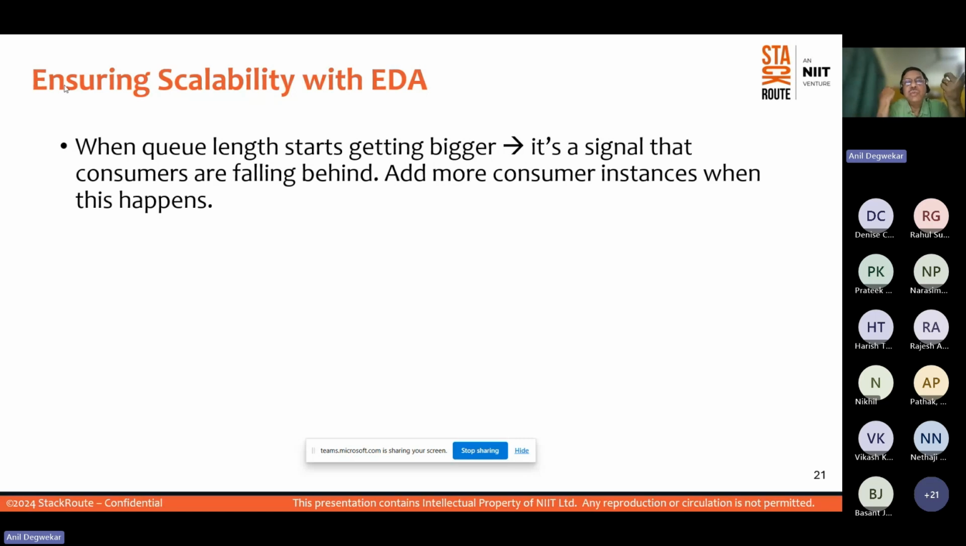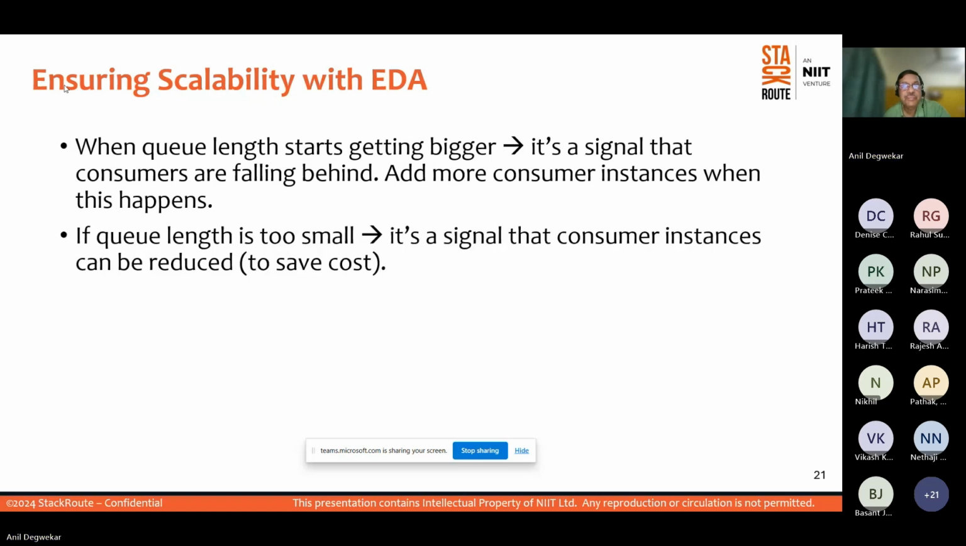So you can use scalability features of your cloud, for example, horizontal scalability features or vertical scalability features. Keep monitoring the queue length, and based on the queue length, you can choose how to use it. There is something called an auto scaling mechanism, so you can choose an auto scaling mechanism here. On the other hand, if the queue length is too small, then maybe that's a signal that you have too many consumer instances. You can reduce them to save some cost, right?